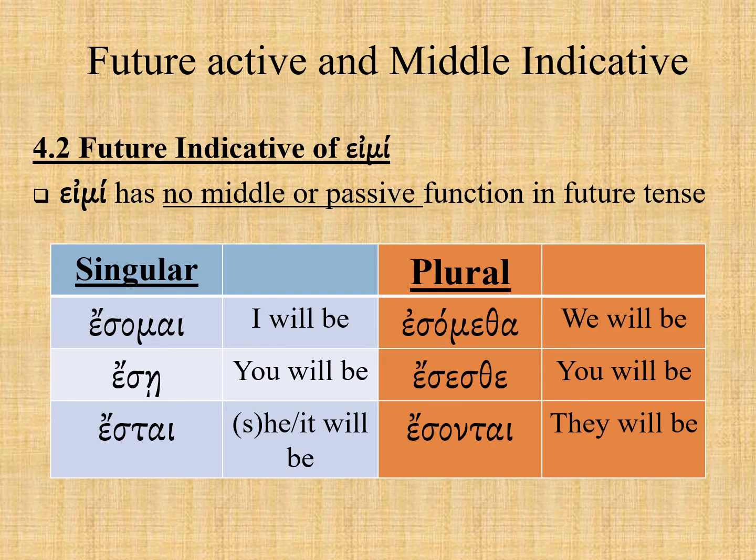And finally, let's look at the future indicative of the verb to be, eimi. So the verb eimi does not have middle or passive function in the future sense. So there's only one form. And obviously, as before, the verb eimi is irregular. So you just have to memorize it. So esomai, I will be, ese, you will be, estai, he, she, it will be, and in plural, esometha, we will be, esesthe, you will be, esontai, they will be.